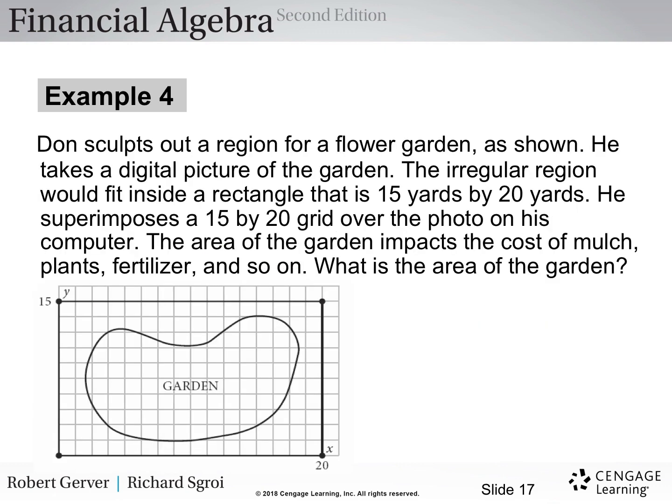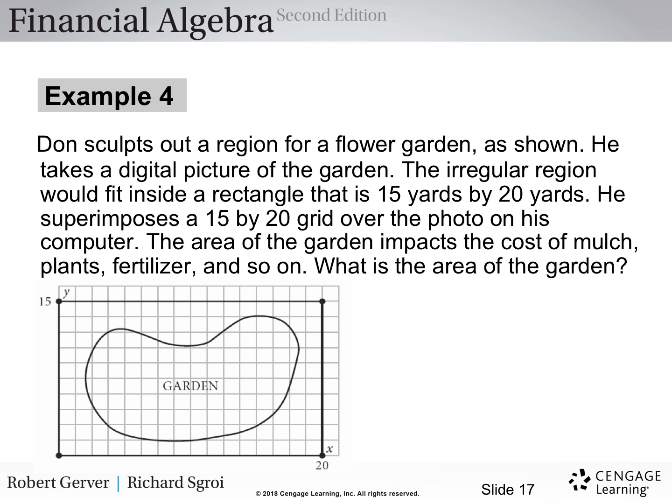Okay, now example 4. Don sculpts out a region for a flower garden as shown. He takes a digital picture of the garden. The irregular region would fit inside a rectangle that is 15 yards by 20 yards. He superimposes a 15 by 20 grid over the photo on his computer. The area of the garden impacts the cost of mulch, plants, fertilizer, and so on. What is the area of the garden?